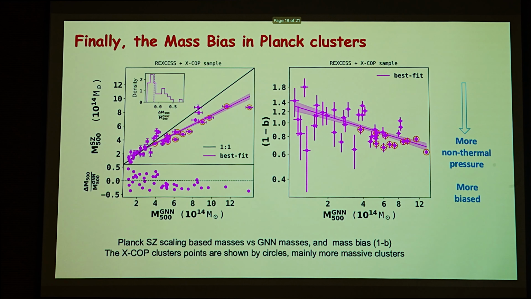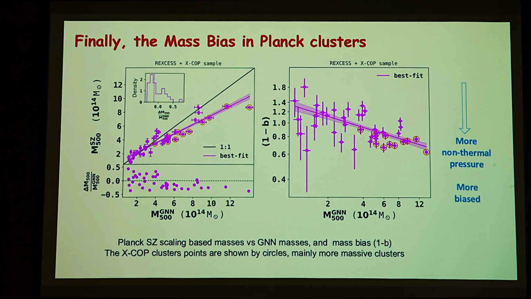So let me quickly go to the last plot. Finally, this is the mass bias. Once we train these things, we can actually go and look at exactly the clusters that the Planck people used to look at their scaling relations. These are the REXCESS clusters, and some XCOP clusters. The XCOP are the ones with these circles, and the REXCESS are the ones without the circles. And you see that over here, this would have been the truth if there was no mass bias, and this is what is actually there, so there's a mass bias over here.